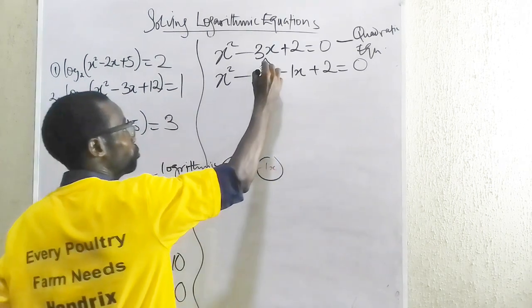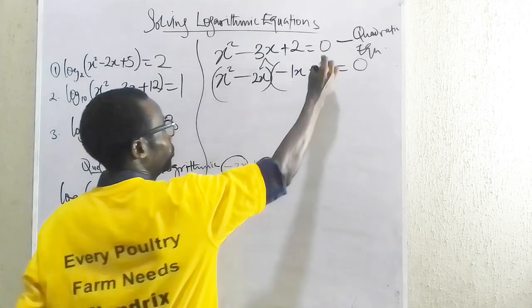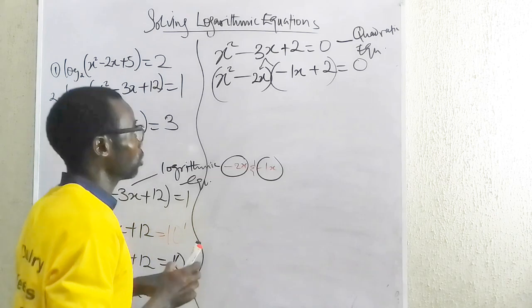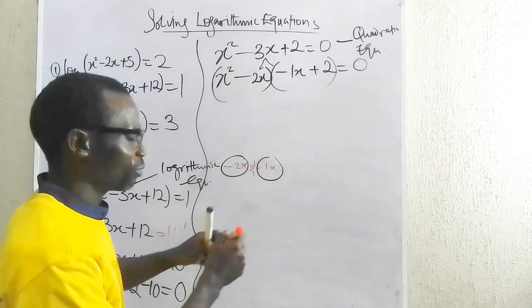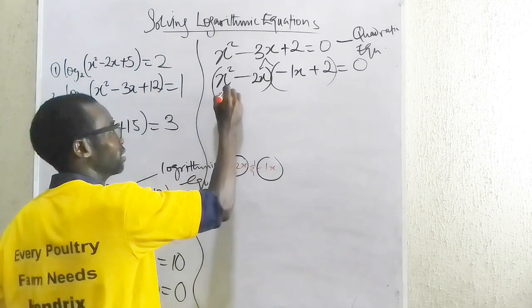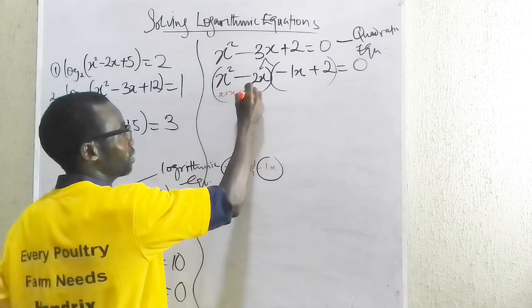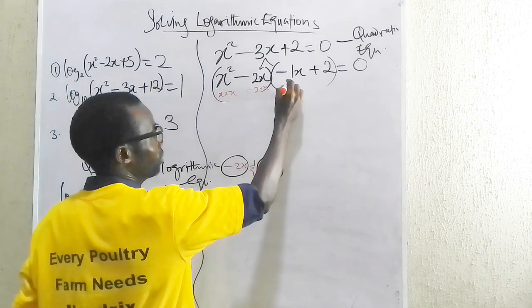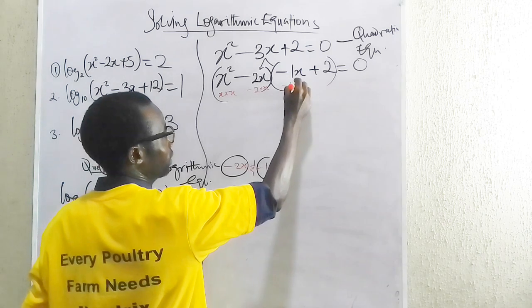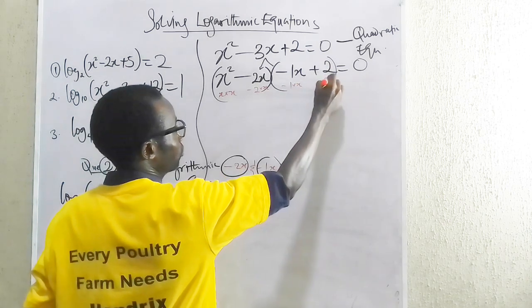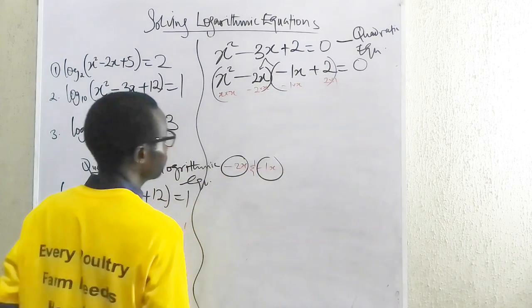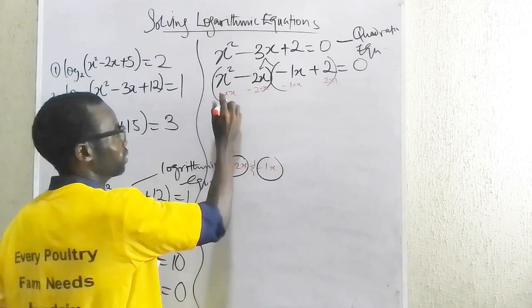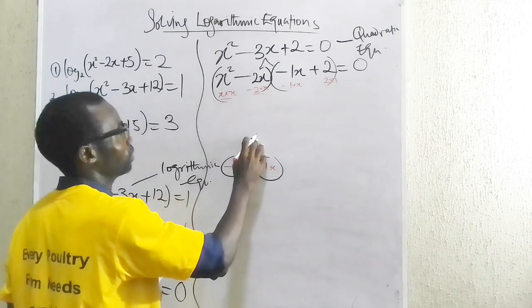What we do next is that we pick them. And I ask myself, what is here? Let's even tell what is here. This is written as x times x. And this is written as minus 2 and x. This is written as minus 1 times x. This is written as 2 times 1, right?